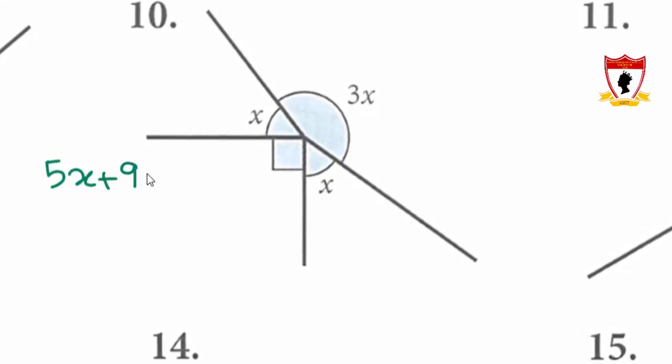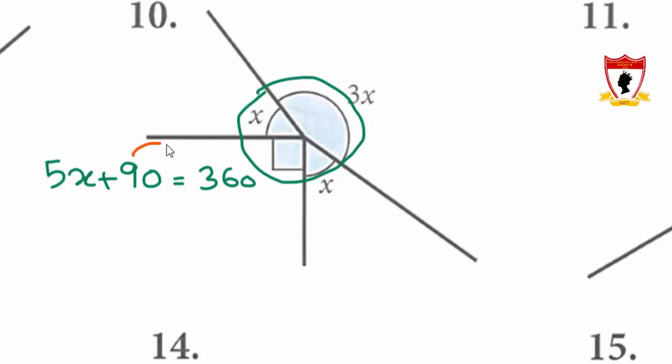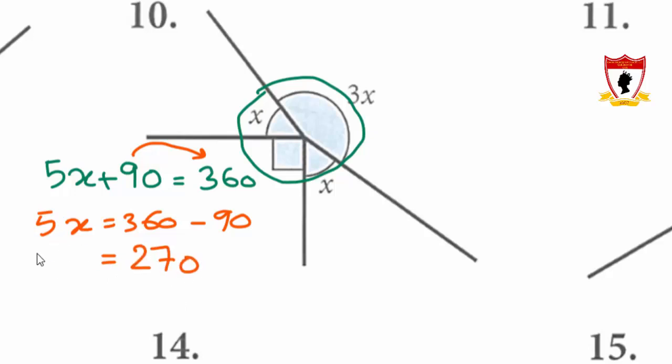So 5x plus 90. All of these angles together form up a circle, so the sum of them is 360. Now, if we want to find x, we need to have x alone on one side and numbers on the other side. Then we send this 90 to the other side, so the 90 becomes negative. 5x is equal to 360 minus 90. 360 minus 90 will be 270. Then 5x is equal to 270.